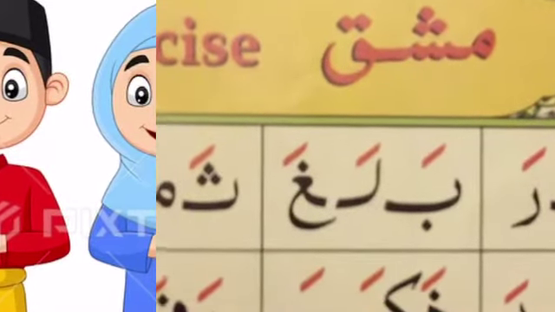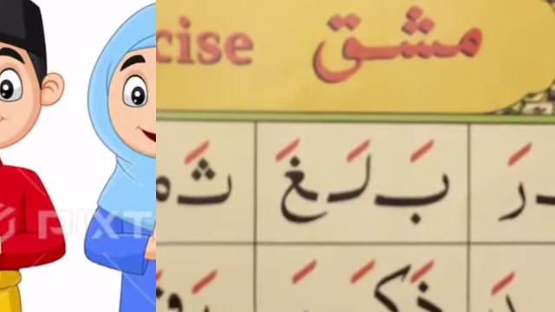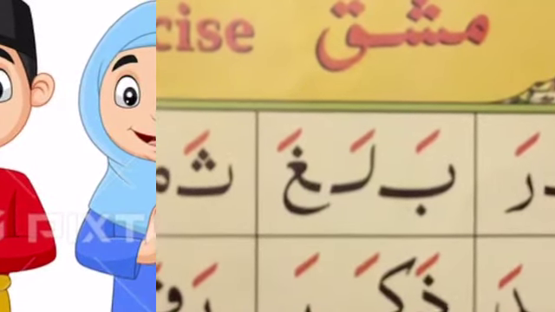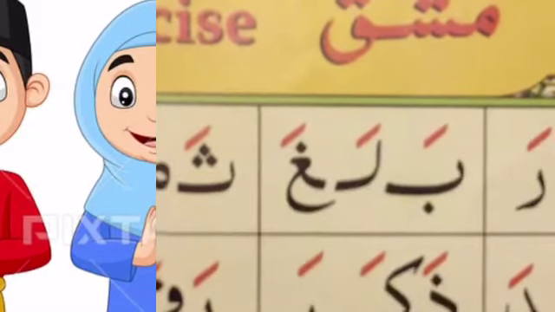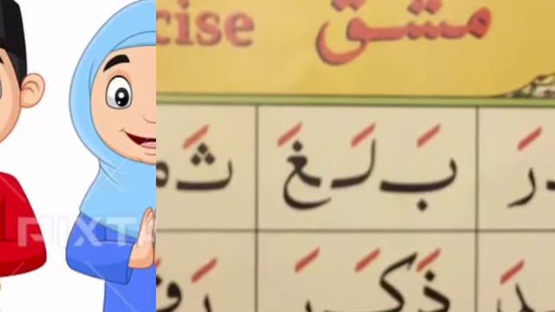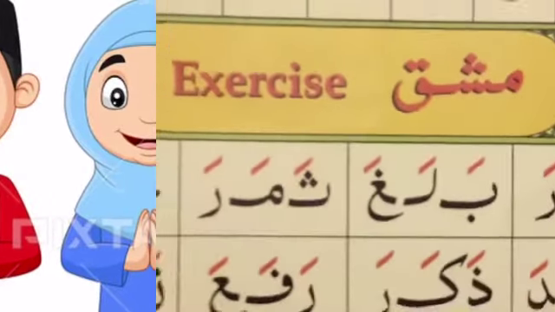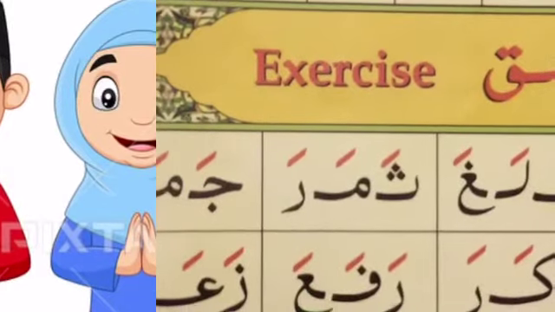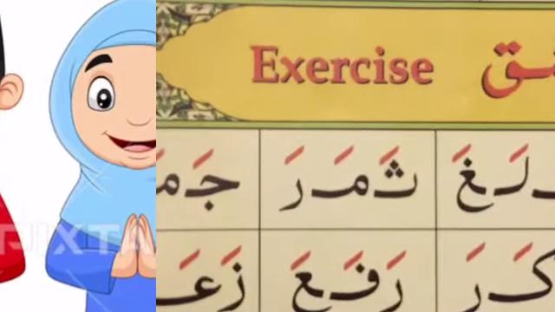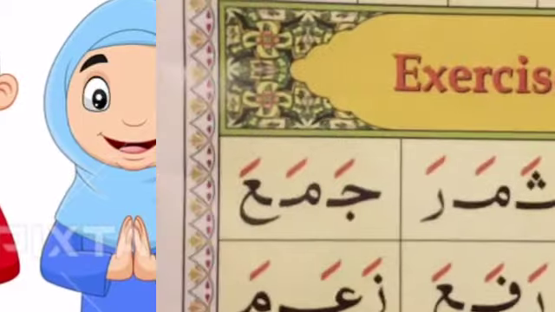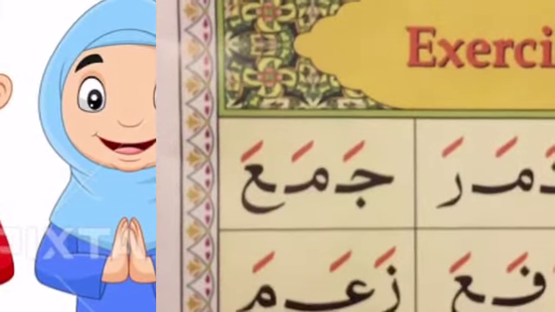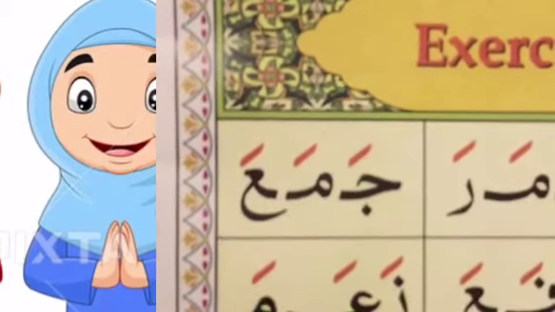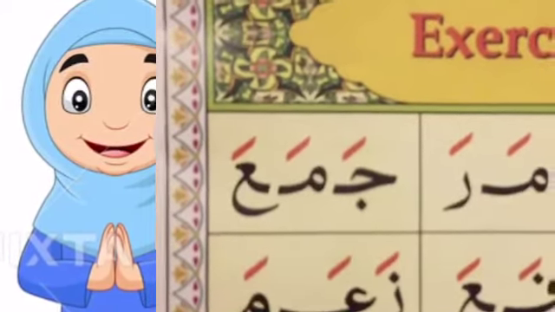And bear in mind that he just breaks it down here for beginners, but mainly we join letters. This is only because you guys have just started to read, but when you become advanced, you're going to join them. It's not broken like this. Tha-ma-ra. Tha first, meme second, ra at the end. Ja-me-a. Jim at the beginning, meme in the middle, and ayn at the end.